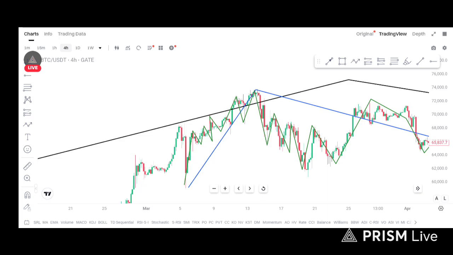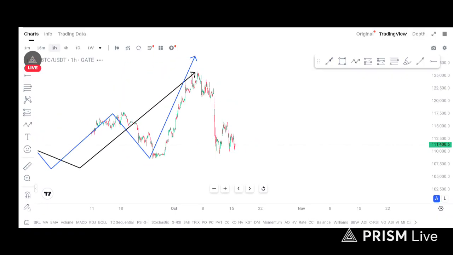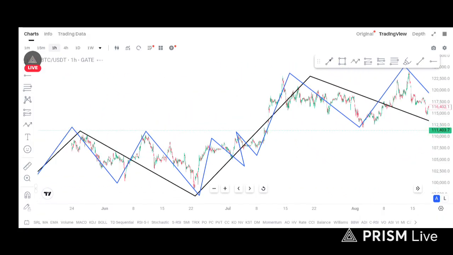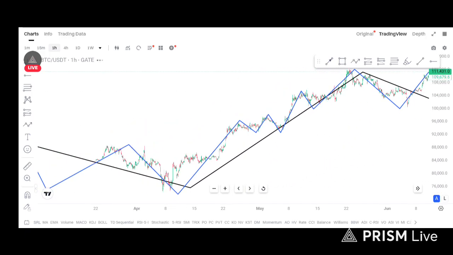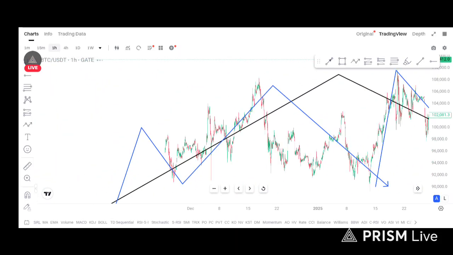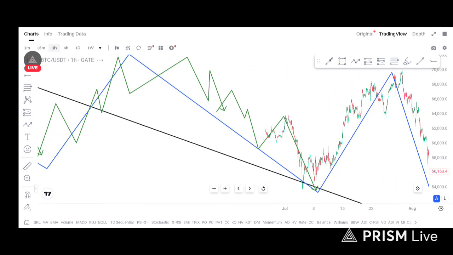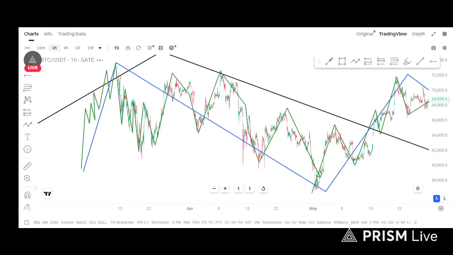Let's go to the 1-hour time frame and see. Uptrend and downtrend all over the place. This is what the market is going to be doing till Jesus comes, till the last time frame, which is the second time frame. Beautiful, very beautiful.